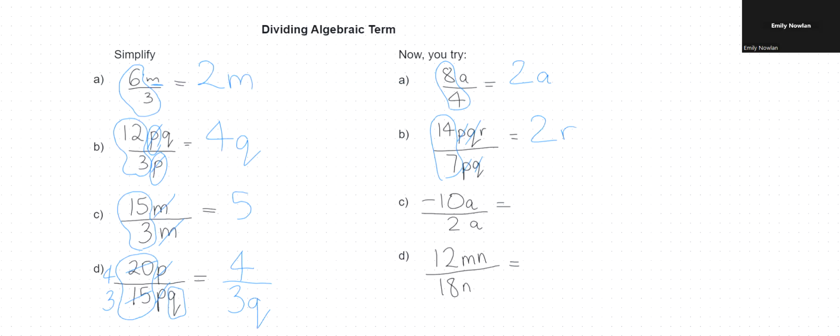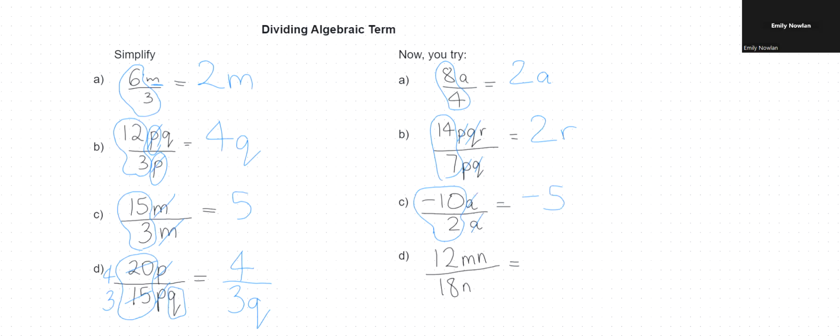Next one. We've got some numbers here to consider. Minus 10 divided by 2. Now remember, when you're dividing by a negative number, you divide as normal. So if there's one negative in the question, there'll be a negative answer. So negative 10 divided by 2. 10 divided by 2 is 5. So it's minus 5. And then we've got an a on the top and an a on the bottom. They cancel out. So there's no pronumerals left in that one.